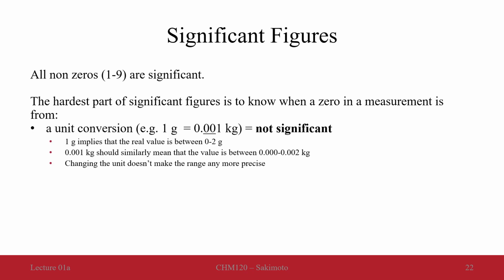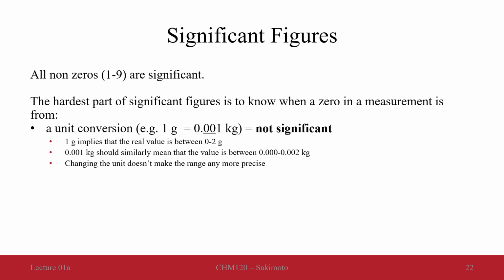Let's say that I put a coin on a scale. That scale told me 1 gram, one significant figure. Very, very imprecise, meaning that I really know that this coin weighs somewhere between 0 to 2 grams. Imprecise scale, imprecise measurement, wide range of mass, one significant figure.